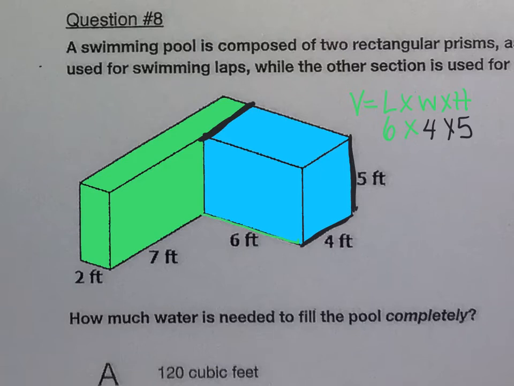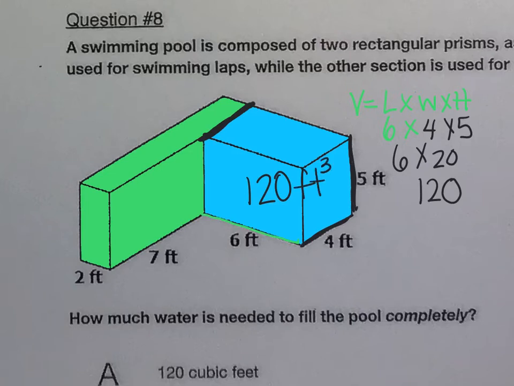So I'm going to pick a couple numbers to start with. I'm just going to do 4 and 5. What property makes it where I can multiply in any order? What's that property? Commutative. Very good. So I'm going to say 4 times 5. What's 4 times 5? It's 20. 20 times 6 is going to give me, what is 6 times 2? 12, and then I just drop that 0 down. So for this part of the box, I know it is 120 cubic feet.